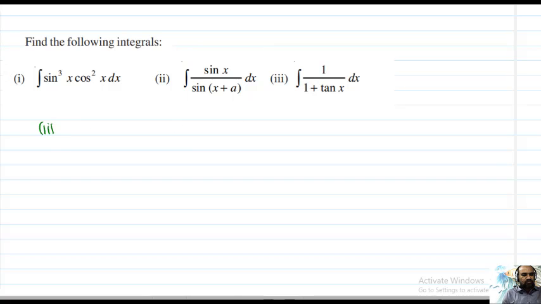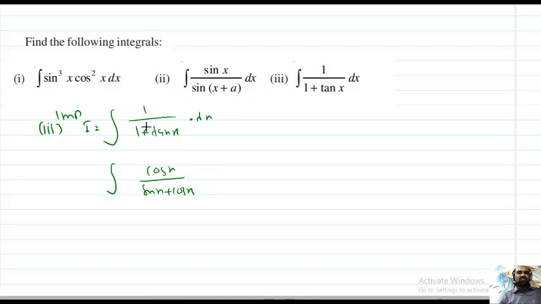Third one, important. So integral of 1 by 1 plus tan x. Directly I can write this is cos x by sin x plus cos x, just 1 by 1 plus sin x by cos x taken with LCM. Here onwards the problem becomes difficult for us. So in the numerator also I want sin x plus cos x. Just I will write sin x plus cos x.